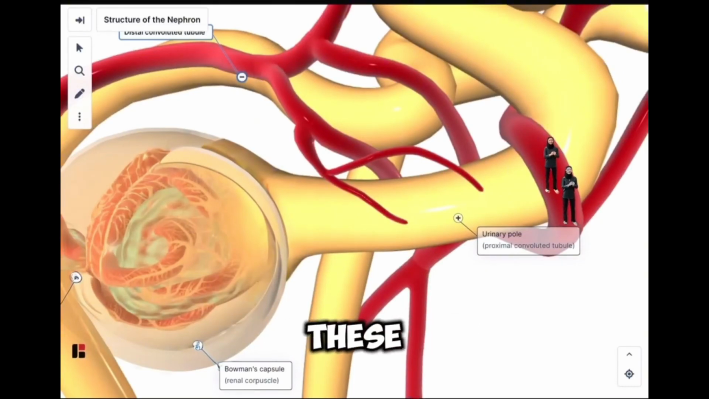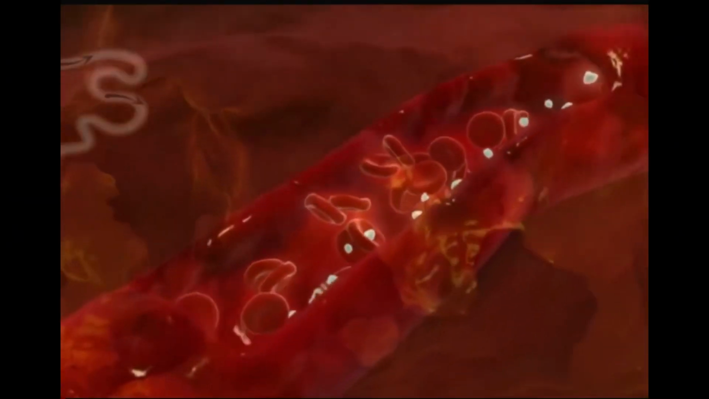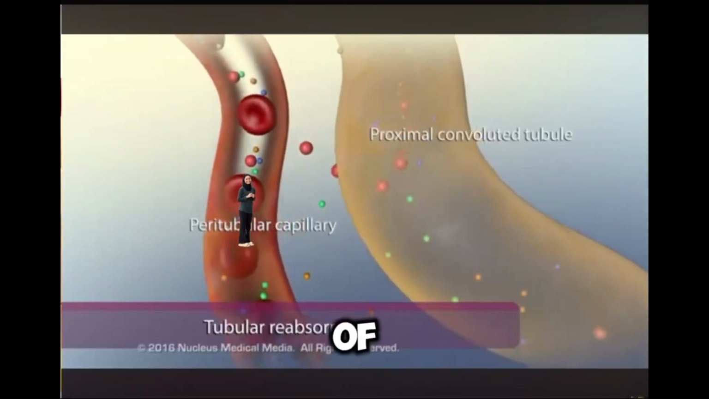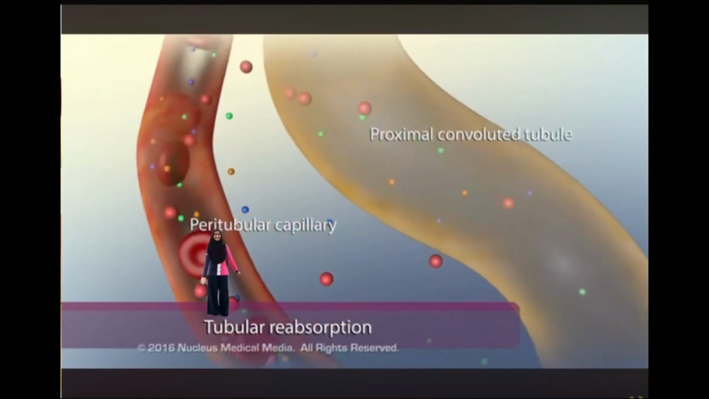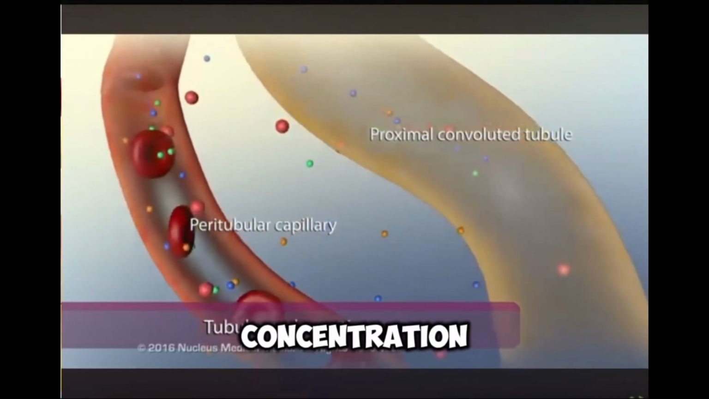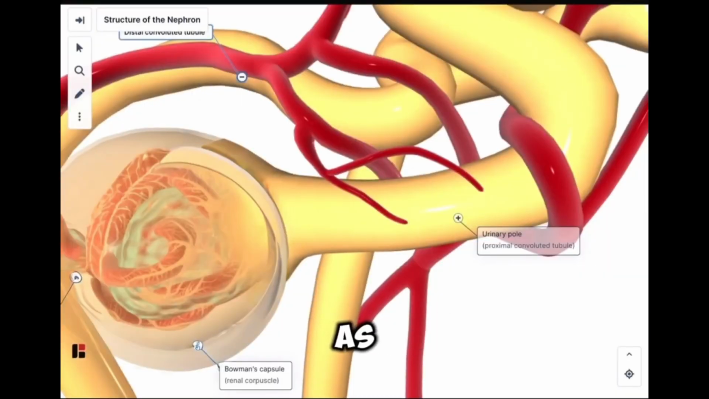The movement of dissolved substances into the blood capillary network reduces the concentration of dissolved substances in the glomerular filtrate, but increases the concentration of dissolved substances in the blood capillary. As a result, water enters the blood capillary through osmosis.